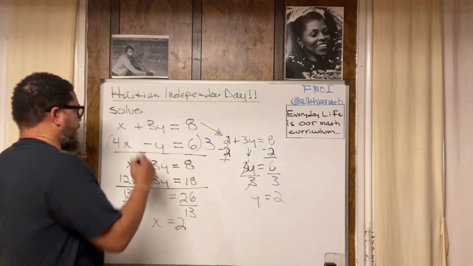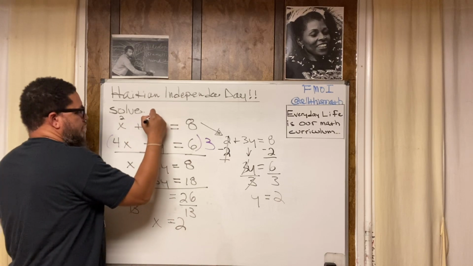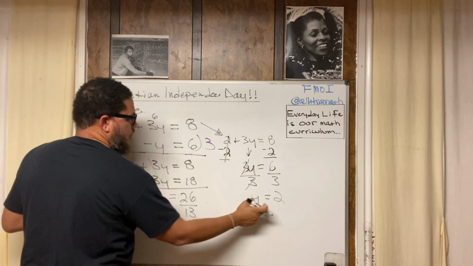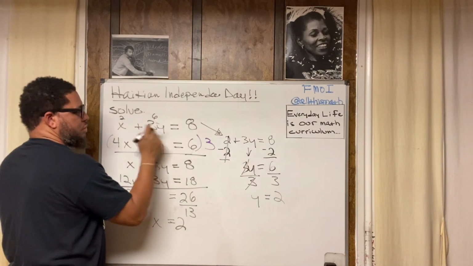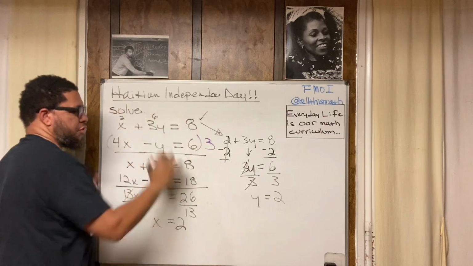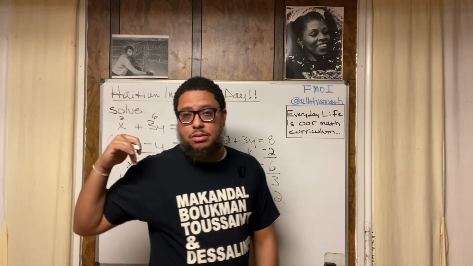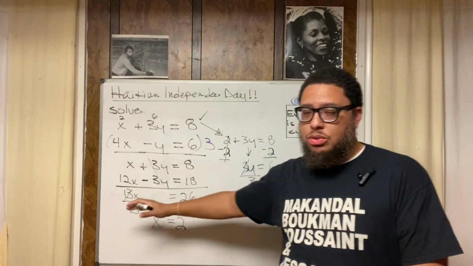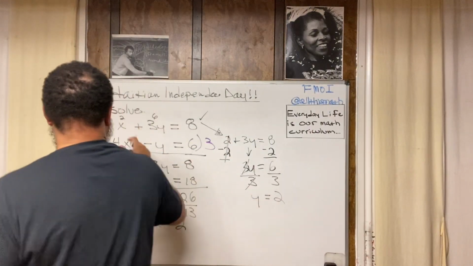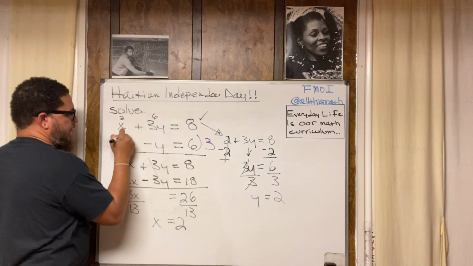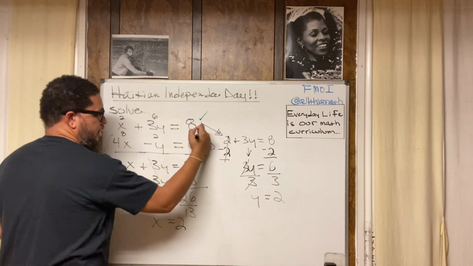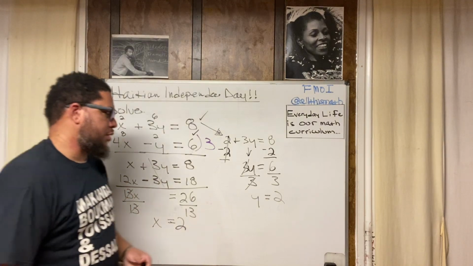Now, is this a true statement? Is 2 plus 6, where I get 6 from? 3 times 2. Y is 2. If y is 2, 3y means 3 times 2. That's 6. Is 2 plus 6 equal to 8? Yes, it is. It's true for the first equation. But remember, this is a system. These variable values got to work for both equations. All right? So now we got 4 times 2, which is 8, minus 2 equal to 6? Yes, it is. It works for the system.